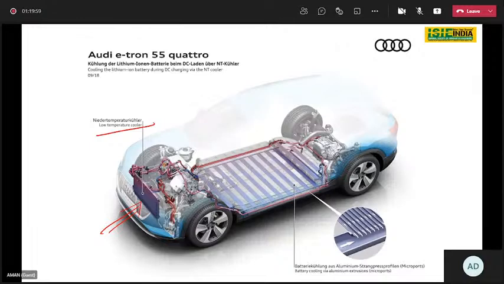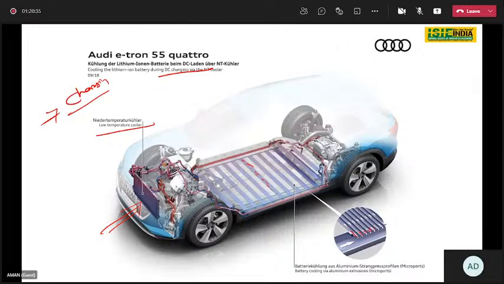So here let's talk about cooling the lithium-ion battery during DC charging. This is the example when the vehicle is in a charging condition. This is my battery pack. If I zoom this image, this blue or dark side is nothing but some small passages. As you can see, there are very small channels here.